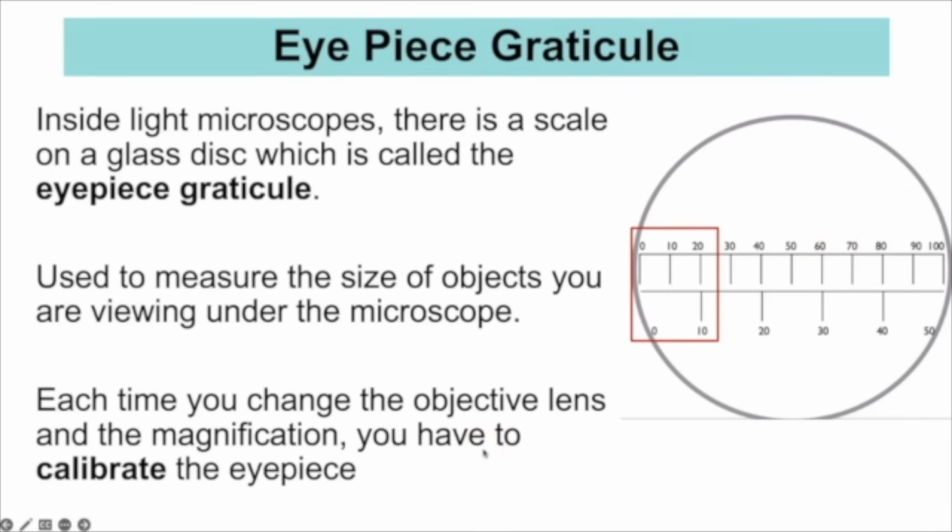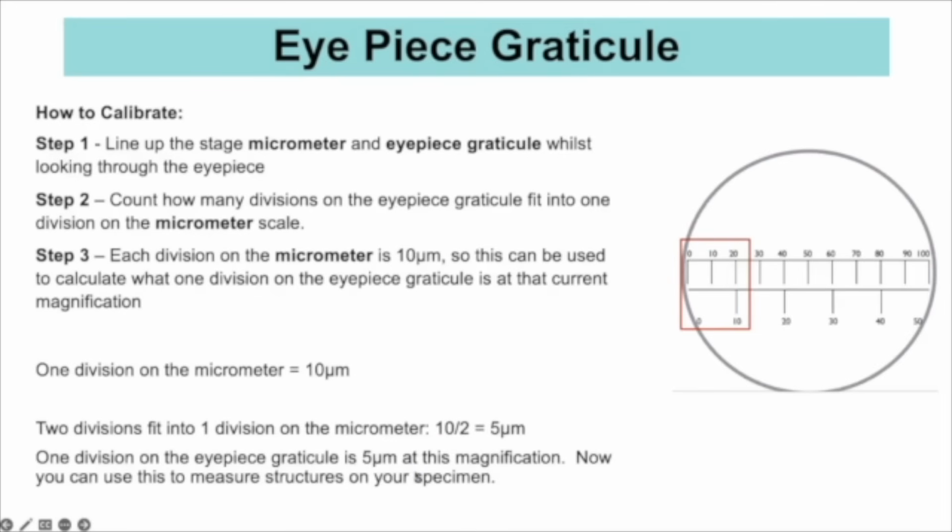But there are different lenses on your microscope which are going to be causing different magnifications. So you might have times 10, times 40, times 100. And at each magnification, the value of one of the divisions on your eyepiece graticule will be different. So you have to know how to calibrate it at every magnification to work out what one division on your eyepiece graticule is worth. So this is how you would do that.